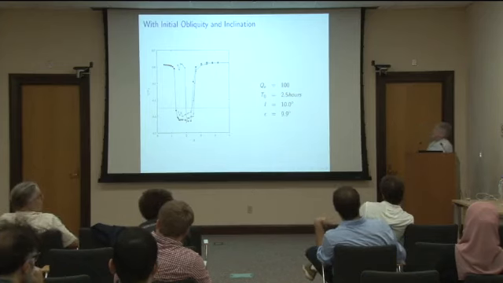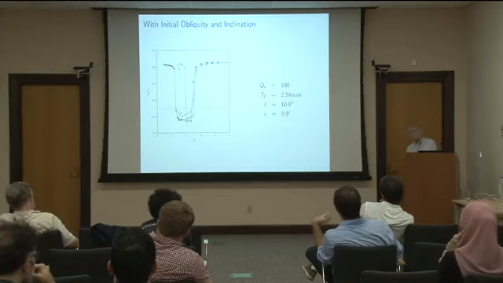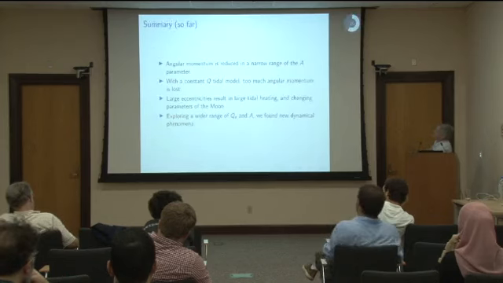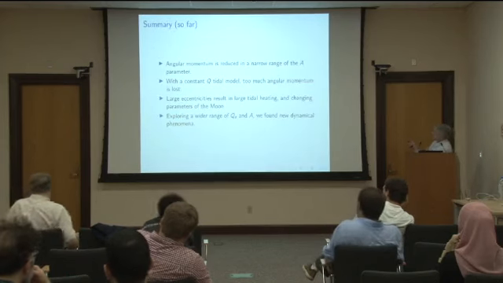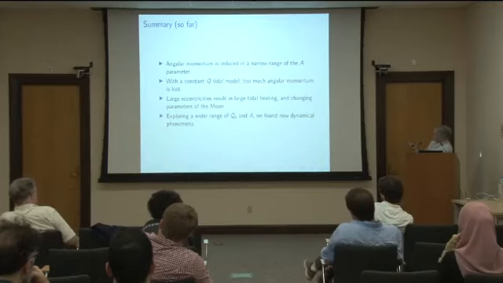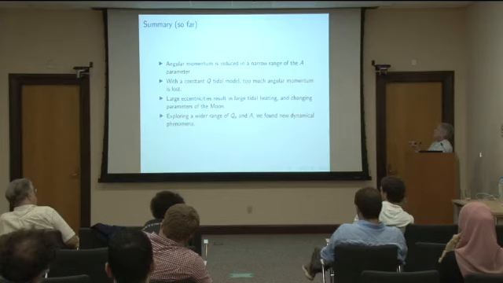This is hydrostatic, yeah. In these calculations, we chose it to be the hydrostatic shape at 5 Earth radii. So we didn't let it change. So the summary here is that the angular momentum is still reduced in a narrow range of the A parameter. We withdraw too much angular momentum, but that could be a consequence of the tidal model.